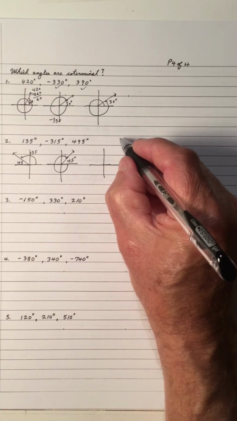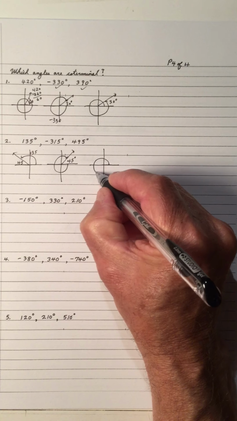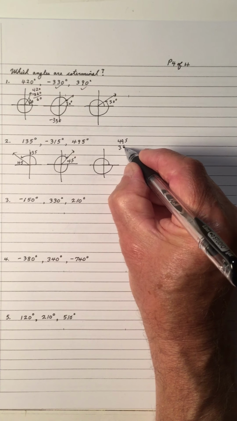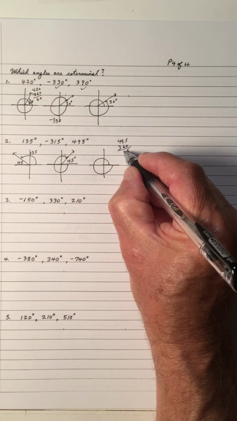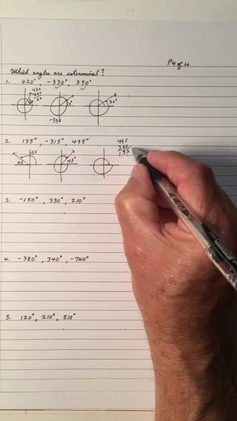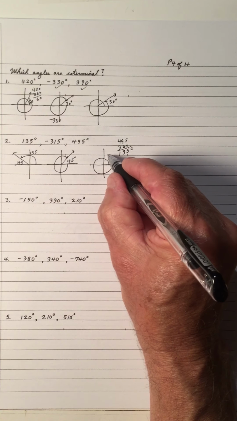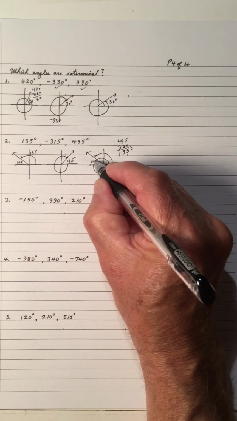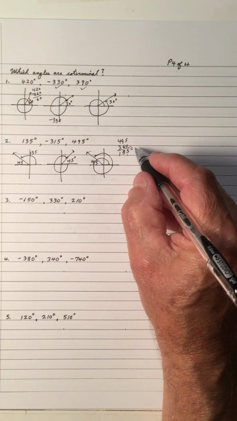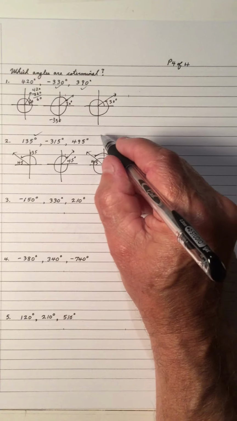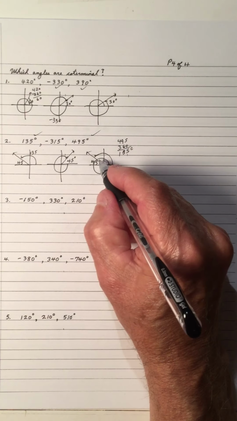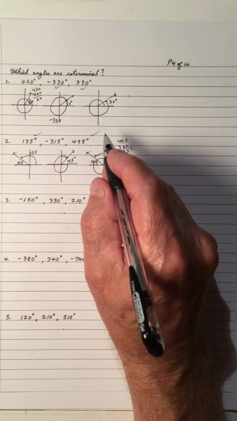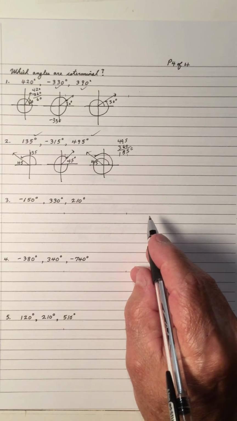495 is 360 and more. Okay, 495, let's take off the 360. 495 minus 360 is 135. So we go out right here, 135. So that's a 45 reference. So this one and this one, they both end up in the second quadrant with a 45 reference. This one, negative 315, ends up in the first quadrant, so these are coterminal.